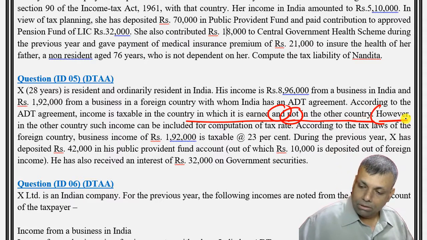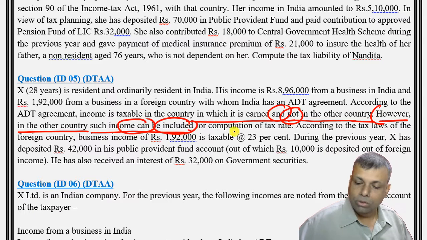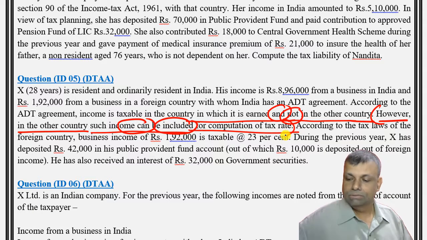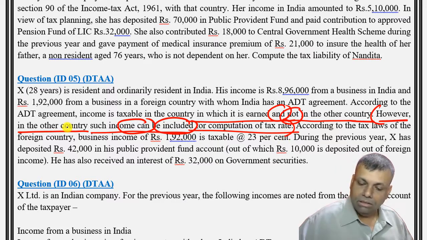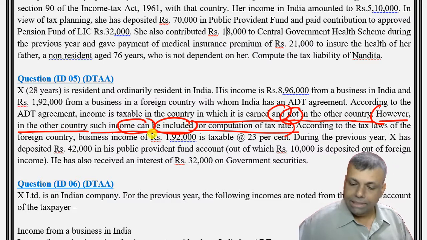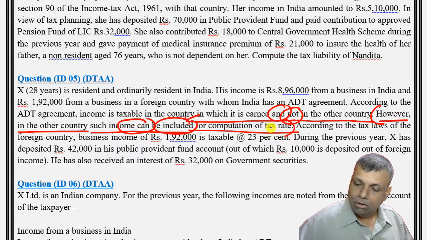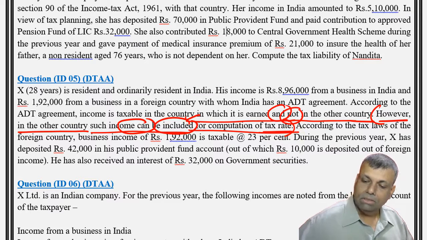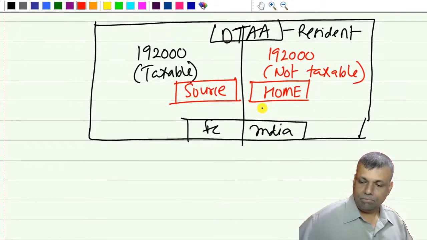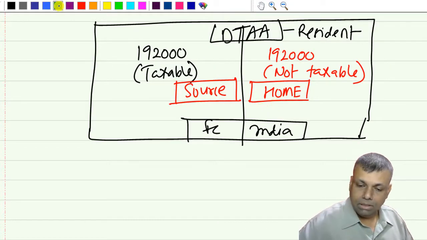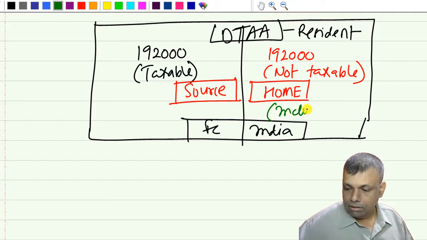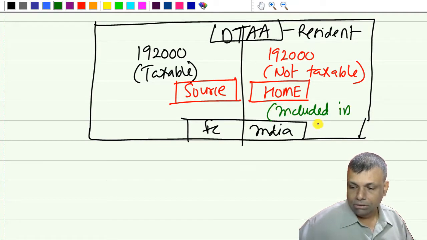However, in the other country, such income can be included for the computation of the rate. The other country in the given question will be India. In India, income can be included for the computation of the tax rate. So it is not taxable here, but it can be included in the computation for the rate purposes.